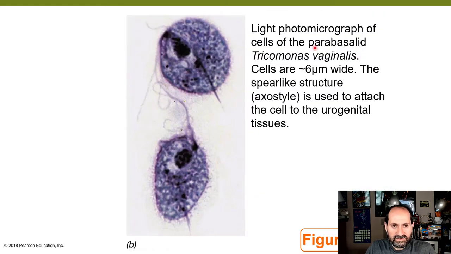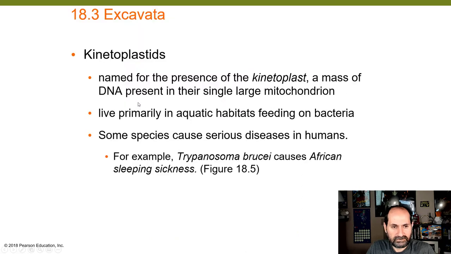So next I was talking to you about the Parabasalids. And here's a photomicrograph of Trichomonas vaginalis, which infects the urogenital tissues. And you can see here that this particular one has a spear-like structure called an axostyle, used to attach to cells.